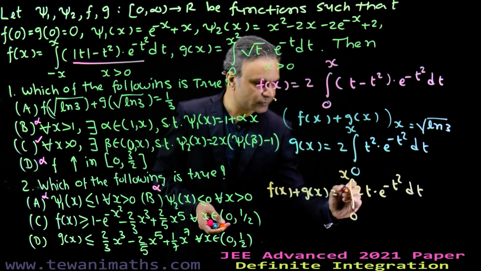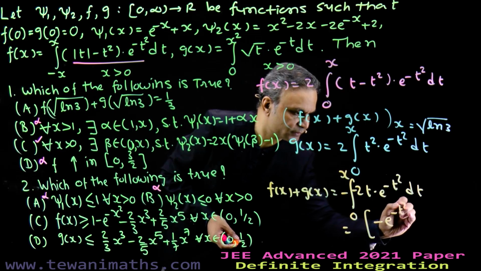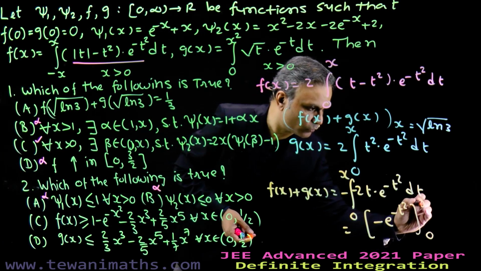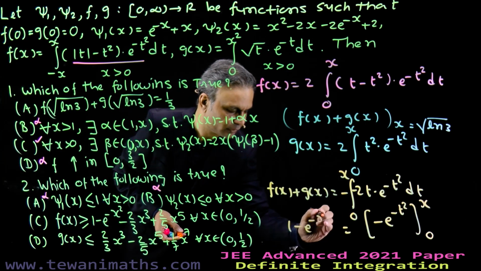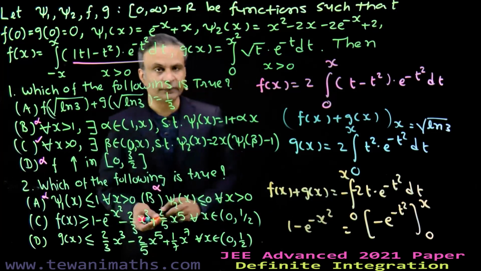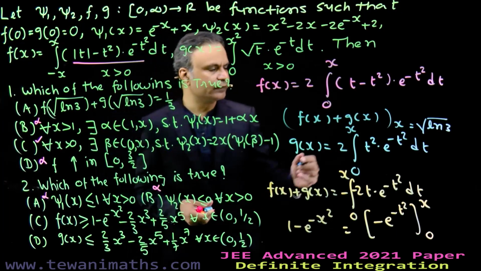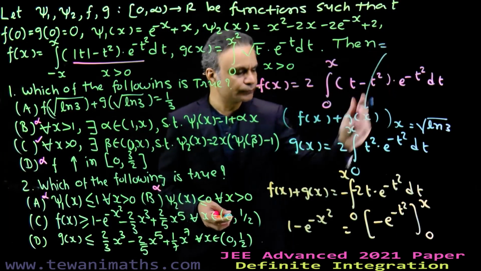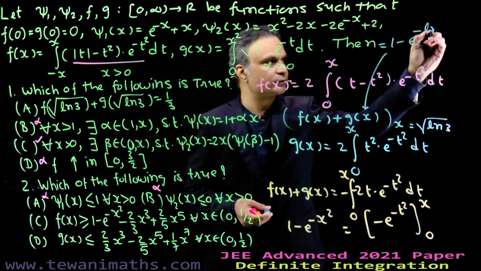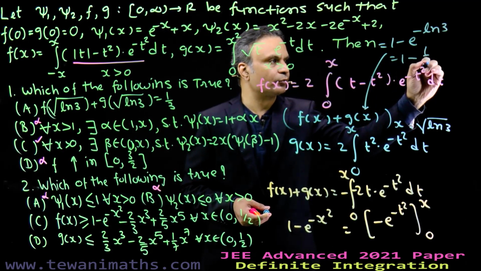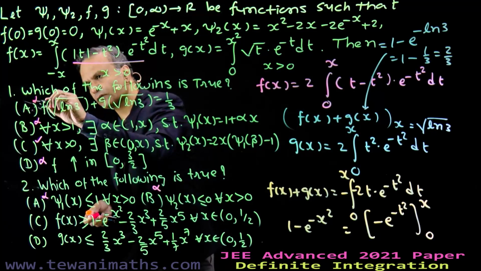Derivative of minus t square is minus 2t, so integration will be minus e^(-t²), having limits 0 and x, and from this we find this is equal to 1 minus e^(-x²). And then we put x equal to root log 3, we find 1 minus e^(-log 3). This will be 1 minus 1 upon 3 using properties of logarithm. So this will be 2 upon 3. So this option is false.